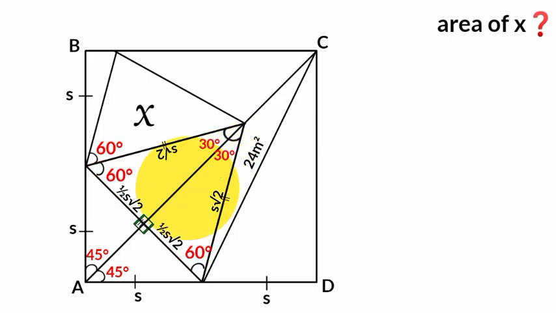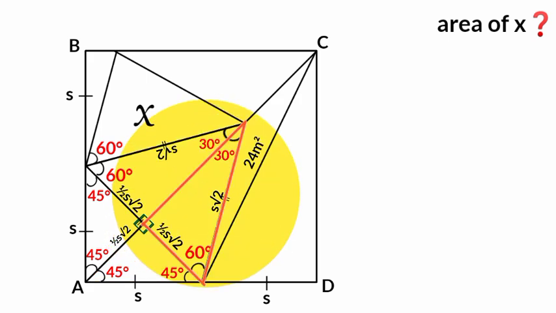Now recall, this triangle is an isosceles right angle triangle, and since it is an isosceles right angle triangle, this angle and this angle must be 45 degrees. Now if you look, this triangle is also an isosceles triangle because this and this angles are 45 degrees each. So since this is half S root 2, this must also be half S root 2.